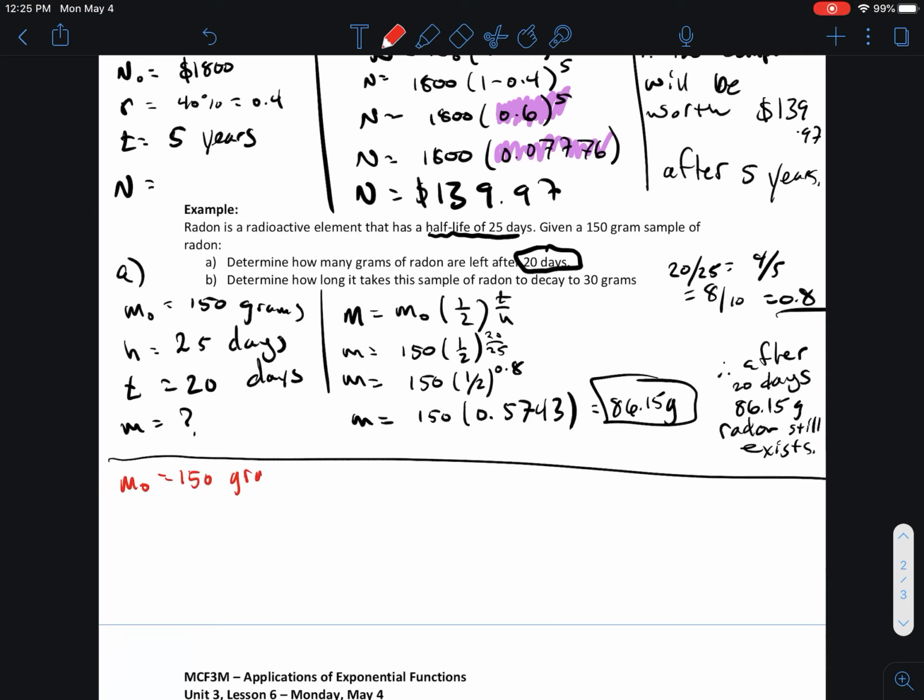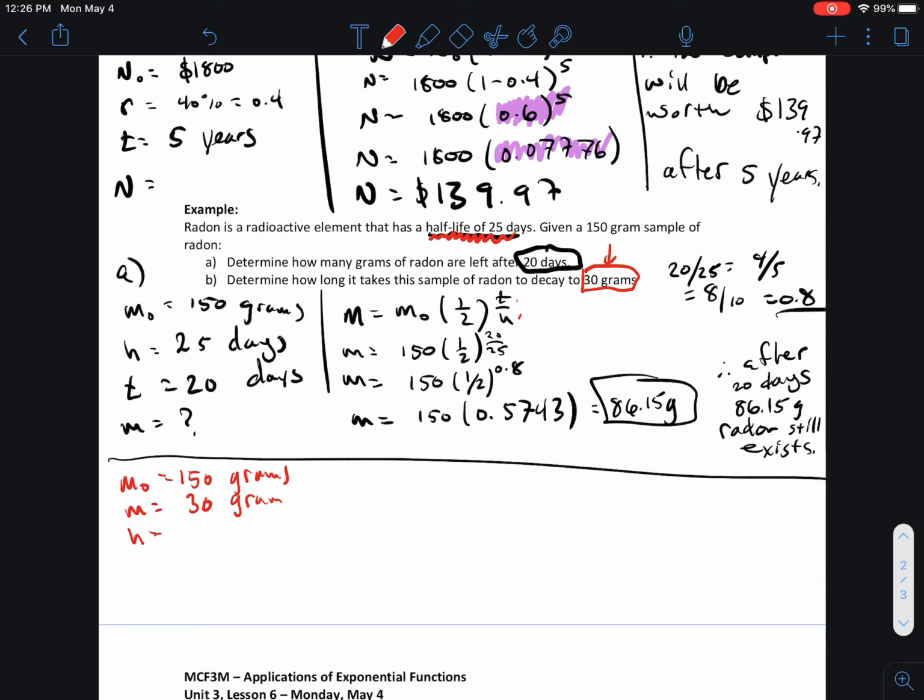But this time I'll do this question in different colors so you can see it differently, okay? So M naught, you're still starting with the same 150 grams. Except this time, part B is asking you how long it takes to decrease to 30 grams. So the M value this time is going to be 30. So they're switching it up. It's not such a straightforward question anymore in a linear way, right? Where I'm always solving for the thing on the left side. What I'm going to have to do now is solve for either the T or the H.